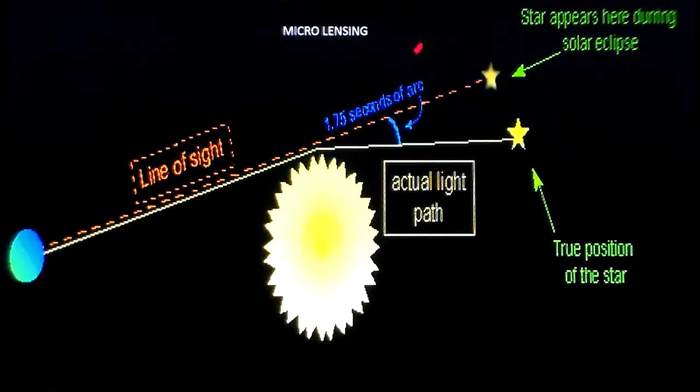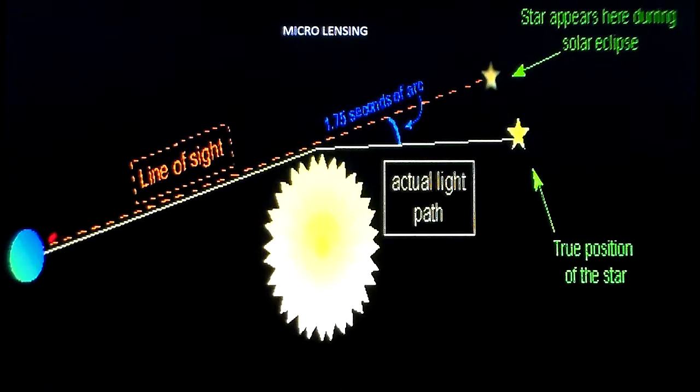Let's see, micro lensing. This is micro lensing at our solar system level. In our solar system, it's called micro lensing. Again, I'm giving it that name. Actually, I don't know. Maybe Einstein already gave it that name. I think he did call it micro lensing.